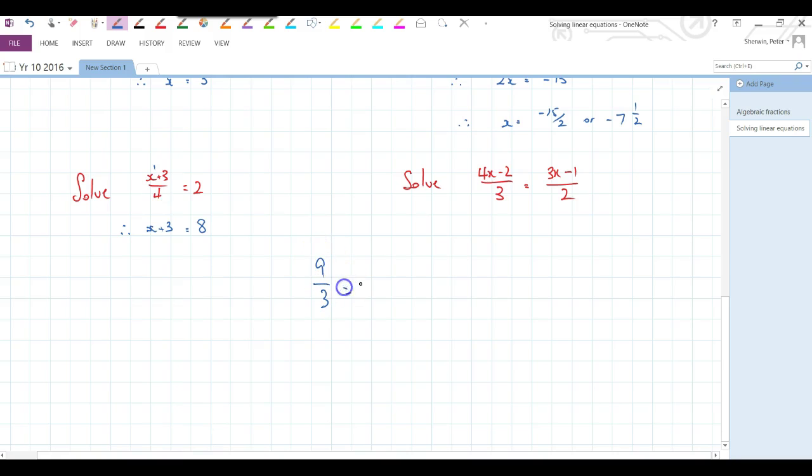9 over 3 is equal to 3. Have a look at it. 3 times 3 is 9. 2 times 4 equals x plus 3. That's how you can visualize it and get on with these things quickly. Once we're at this stage, pretty straightforward, isn't it? We just want to take that plus 3 over this side, make it minus 3. So 8 minus 3 is equal to 5. And we've solved that one.